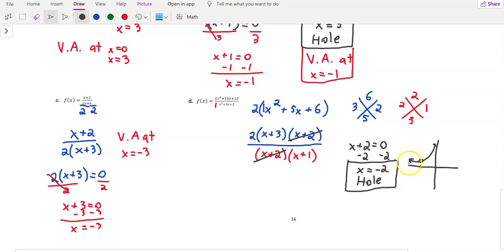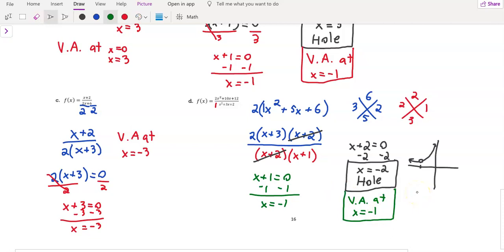All right. Then we can take my remaining denominator here, x plus 1, and we can set that equal to 0. So I'm going to say, okay, x plus 1 is equal to 0, and this will find my vertical asymptote. Subtract 1 from both sides. x is equal to -1. So then we have a vertical asymptote at x is equal to -1. And that's going to be it for letter D.